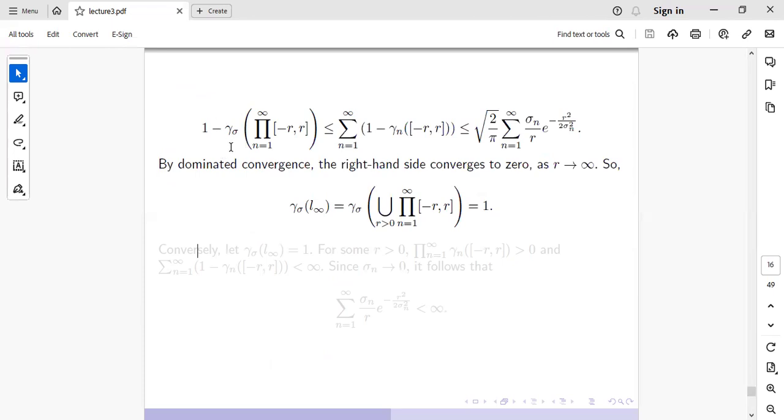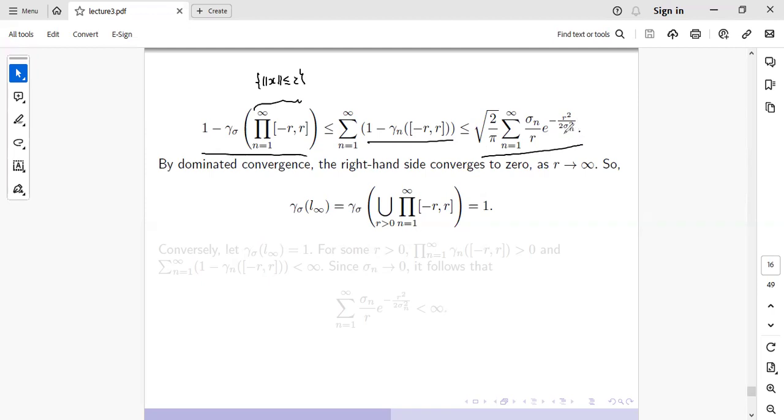Now let's find the complement of the set of sequences that are bounded by R. So this is actually the unit ball in the space of bounded sequences. If a sequence is not in this set, then there is some component which is bigger than R in absolute value. So this complement can be estimated by the sum of measures of complements of segments. And we estimated this measure as sigma n over r times exponent of minus r squared divided by 2 sigma n squared.